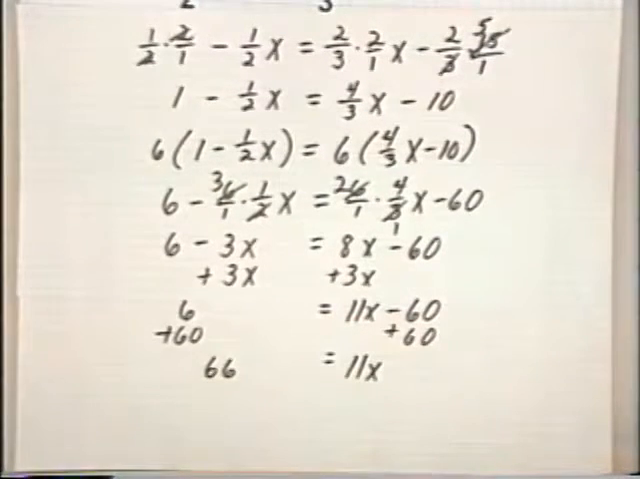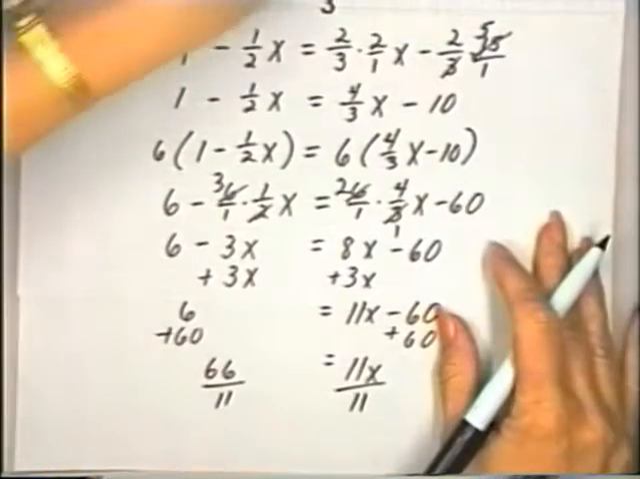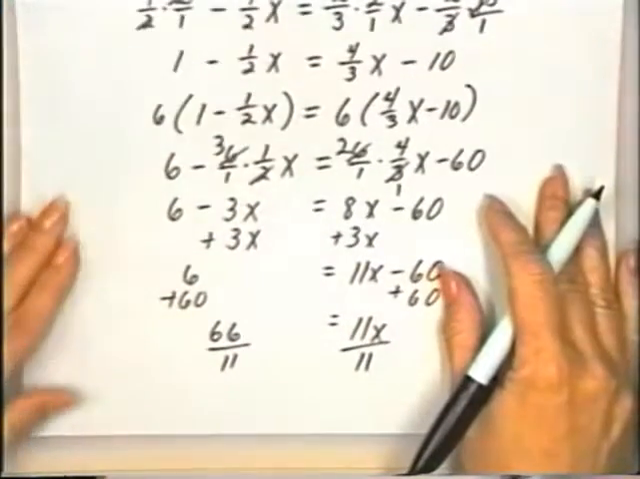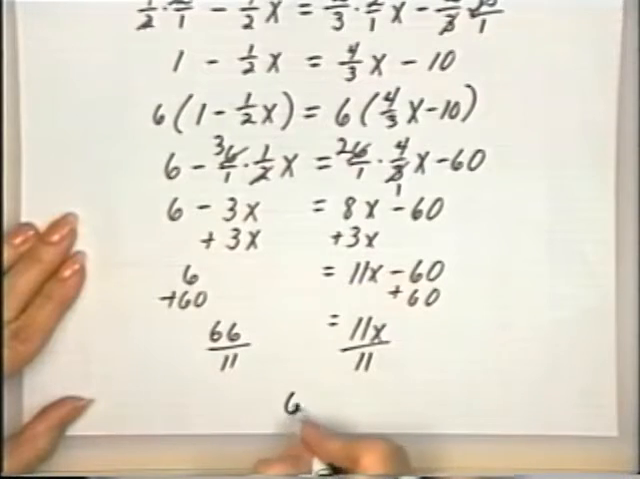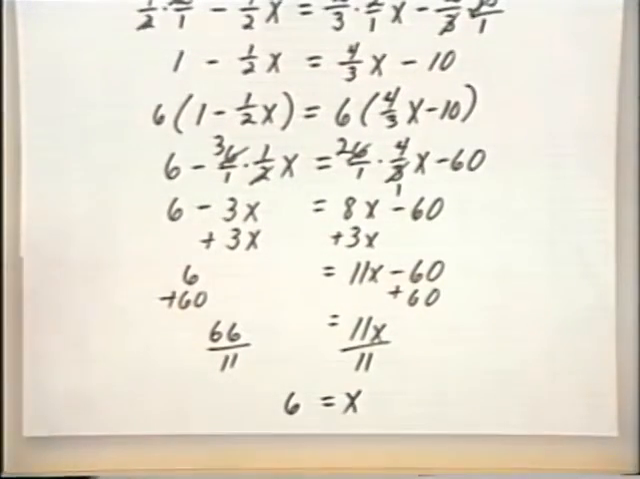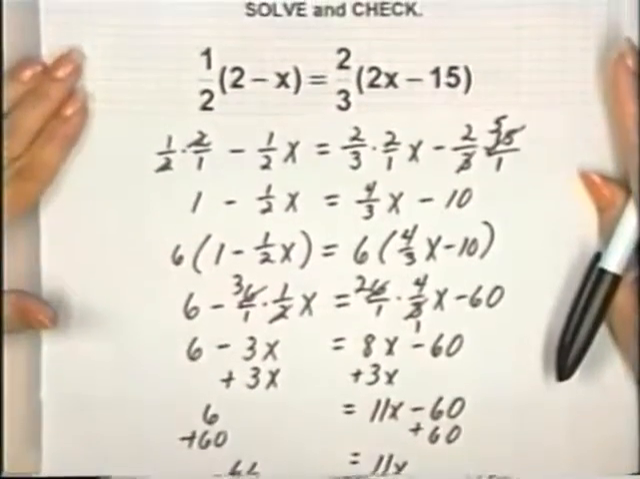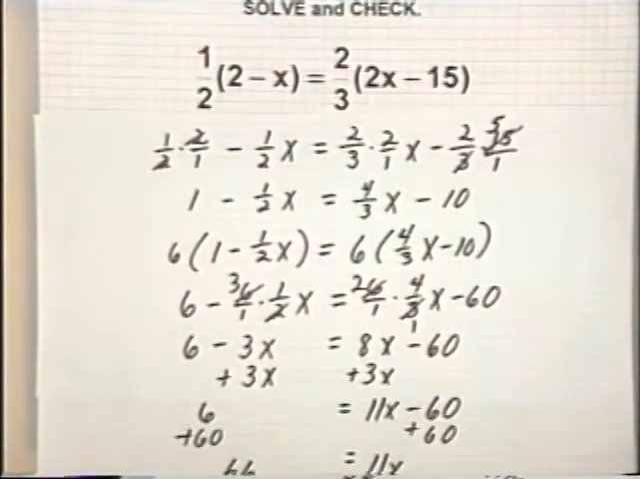I now need to get rid of the coefficient of x. Since x has been multiplied by 11, I will divide both sides of the equation by 11. That will give me my equivalent equation. 66 divided by 11 is 6. 11x divided by 11 is x. My equivalent equation is 6 equals x. Now let's check the 6 in the original equation.